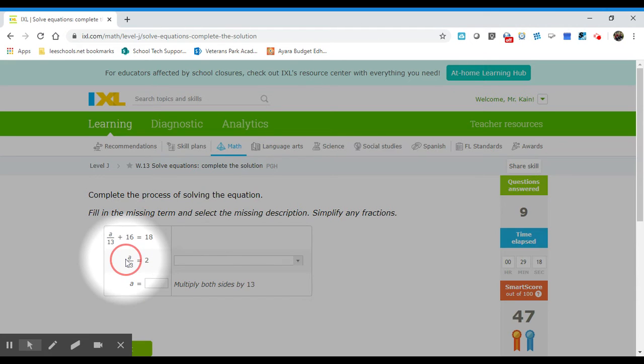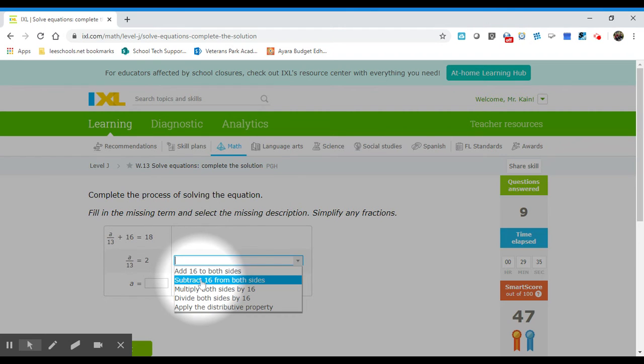So if we look down here, what's gone from the top is the positive 16. And to get rid of the positive 16, you're going to subtract 16. So 18 minus 16 is where they got the 2, and we're going to select subtract 16 for both sides.